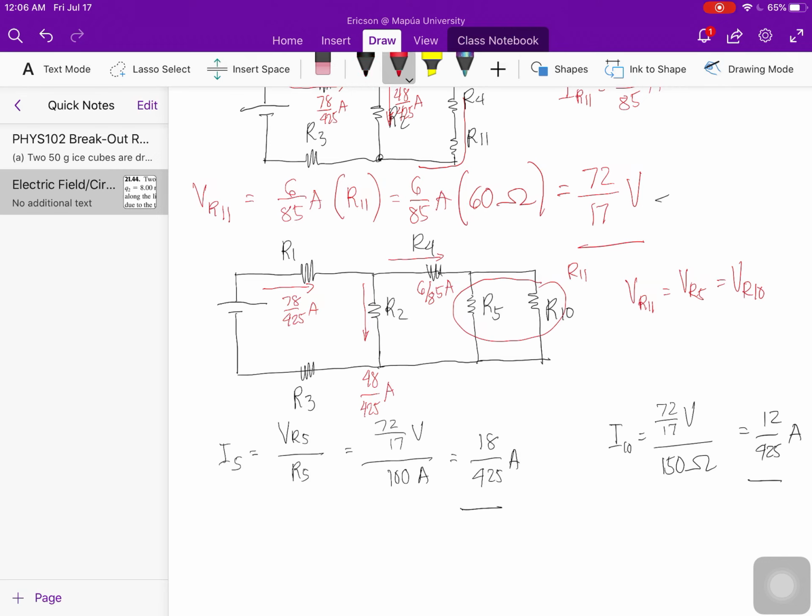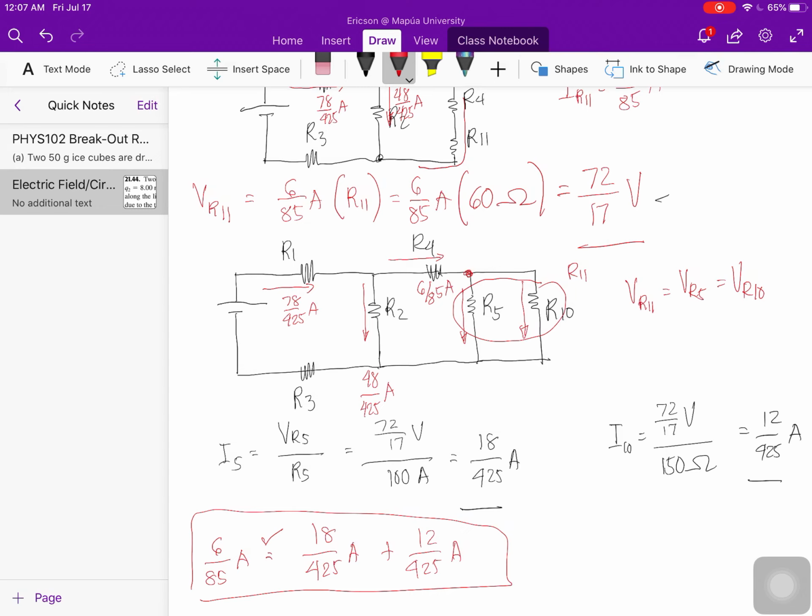Okay, look at this one. If you will notice, so ito yung 6 over 85, magbabranch out siya dito, tsaka dito. So, dapat, pag kinumpute natin yan, papasok yan sa node na to. Tapos, magbabranch out sa R5 and R10. So, yung 6 over 85 amperes, dapat equal yan sa sum ng 18 over 425 amperes plus 12 over 425 amperes. Let us add 12 over 425 plus 18 over 425. Correct. So, equal.